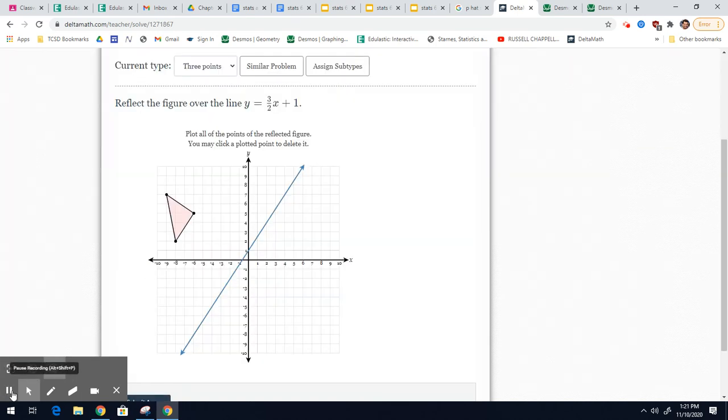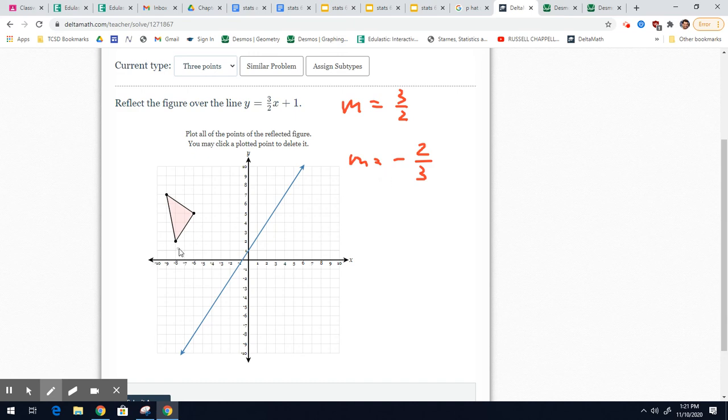All right, so let's take a look at this problem here. It says reflect the figure over the line y equals 3/2 x plus 1. So the slope of this line given to us is 3/2. That means the slope connecting our pre-images to our images will be the opposite reciprocal of that, which is -2/3. So I'm going to graph that a couple times, and hopefully I land near this line. If I don't, we have to guesstimate where it goes.